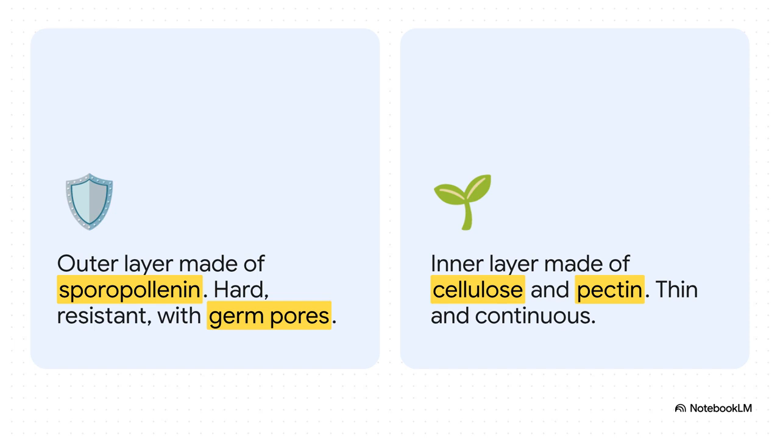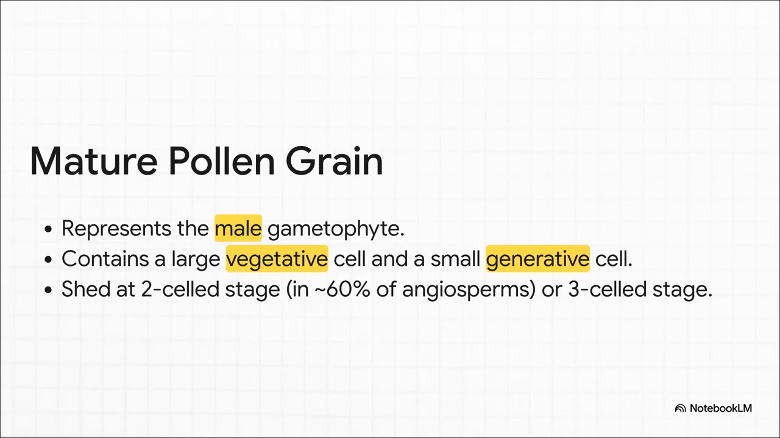And then, inside that, you have the inner wall, the intine. It's a much softer, continuous layer made of cellulose and pectin. So what's actually inside a mature pollen grain when it's ready to go? Well, it is the male gametophyte, and it has two cells inside. You've got the big one, the vegetative cell. Think of this as the packed lunch for the journey. It's full of food reserves. And then, kind of floating inside the vegetative cell, you have the smaller generative cell. And this is the important one, because this is the cell that's going to form the male gametes.